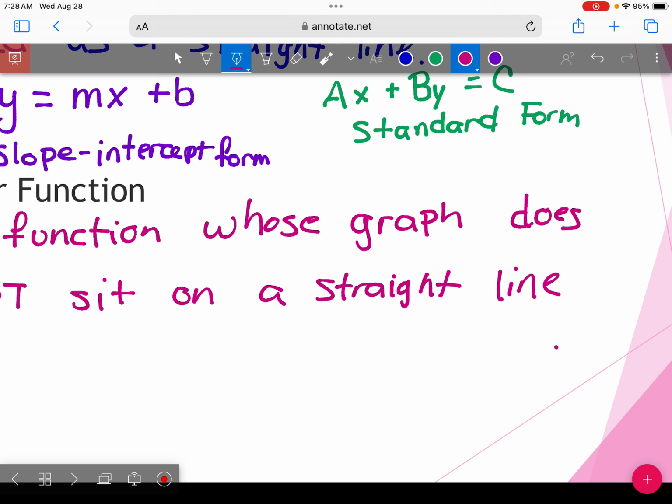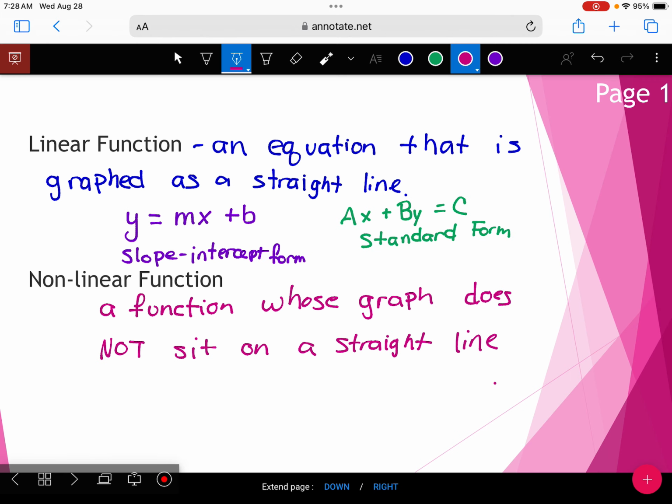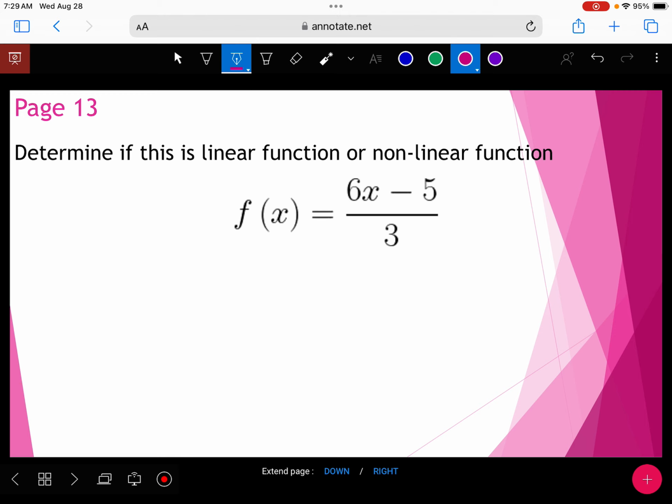So nonlinear functions are going to automatically be anything with an exponent on a variable, or anytime we have x or y in a denominator. Okay? So that's what we're going to start with. Is it linear or nonlinear?